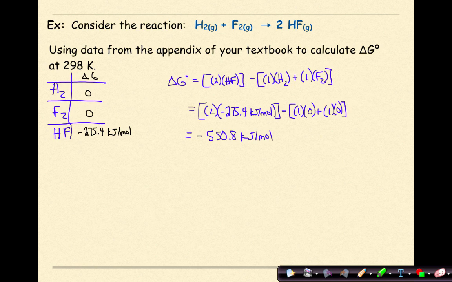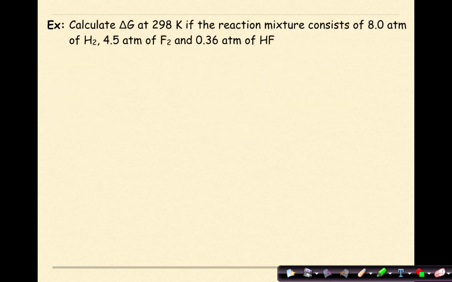So that's a way to calculate delta G at standard state when the values are given to you. So that's nice that we have that delta G at standard state, but what if we suddenly change some things? So we're going to come back to this delta G at standard state, so make sure you've got it written down. Now we're going to calculate delta G under non-standard conditions at 298 K if the reaction mixture consists of 0.8 atmospheres of hydrogen, 4.5 atmospheres of F2, and 0.36 atmospheres of HF. The first thing that we're going to need to do here, because we're under non-standard conditions, is calculate a Q. Calculate our reaction quotient.